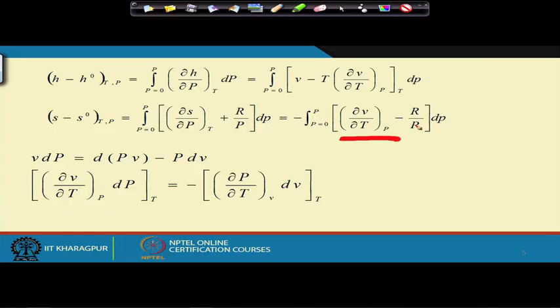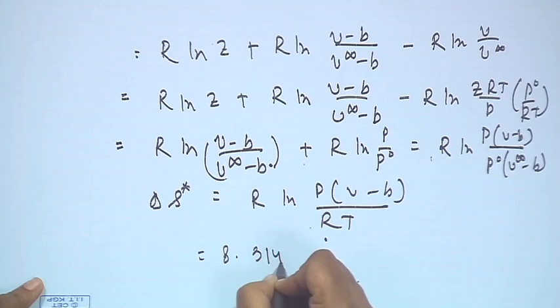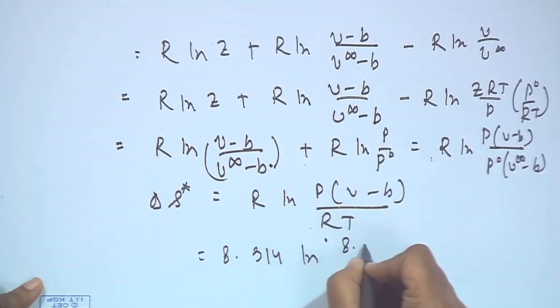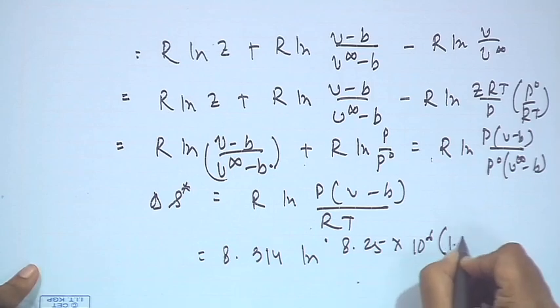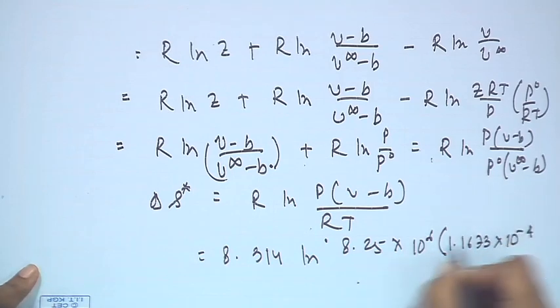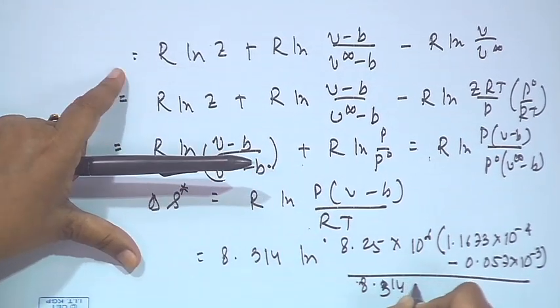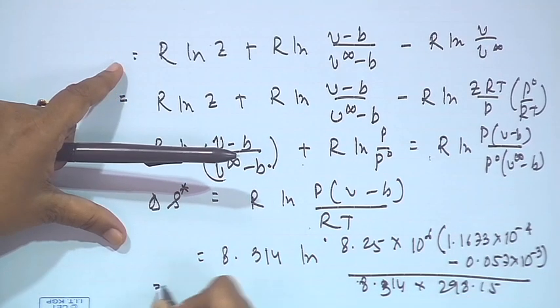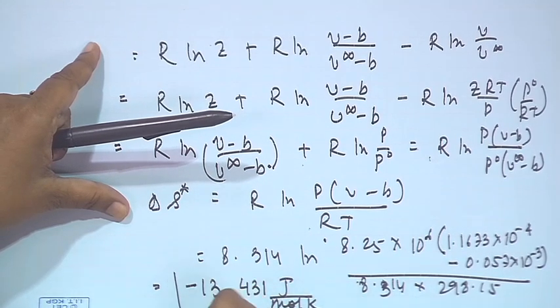Again, if you refer to the previous problem, you find that in this particular equation, you know R. What is R? 8.314. ln P, you already know 8.25 into 10 to the power 6, right? V minus B, fine. This is 1.1673 into 10 to the power minus 4 minus B 0.057 into 10 to the power minus 3 divided by R 8.314 into 298.15. You can find it, this is nothing but minus 13.431 joules per mole Kelvin.